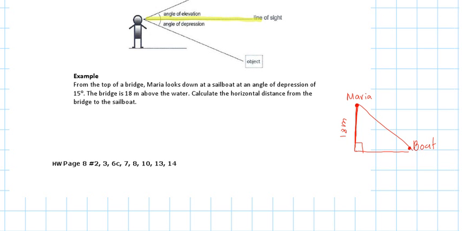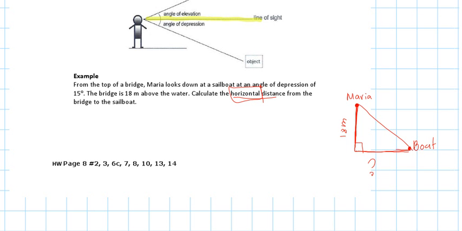Okay. It's asking you to calculate the horizontal distance from the bridge to the sailboat. So which side am I looking for? It says horizontal distance, so that means it's looking for that horizontal line. From the bridge, the bottom of it, to the boat. If it said calculate the distance from the top of the bridge to the boat, then yes, you'd be looking for the hypotenuse. But because they use the words horizontal distance, you're looking for that horizontal line. Okay?